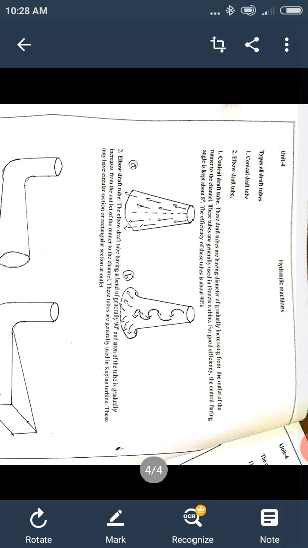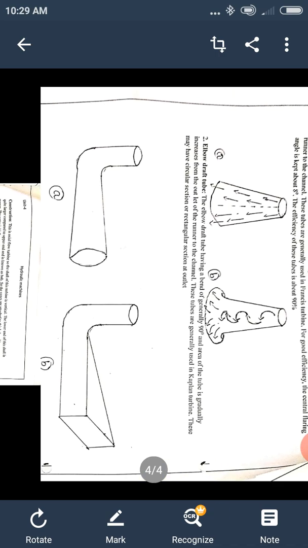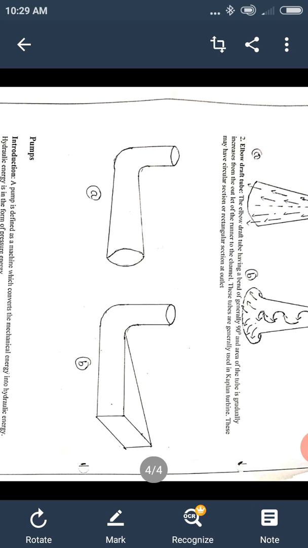Then the types of draft tubes: the conical draft tube and the elbow draft tube. The conical tube has a gradually increasing area. It may be of two types, either straight or spread out at the bottom, as shown in the figure. The elbow draft tube has a right angle bend, and the area gradually increases. It may be circular or rectangular, so you can increase the pressure at the outlet.